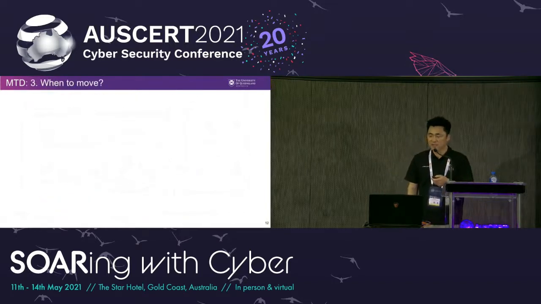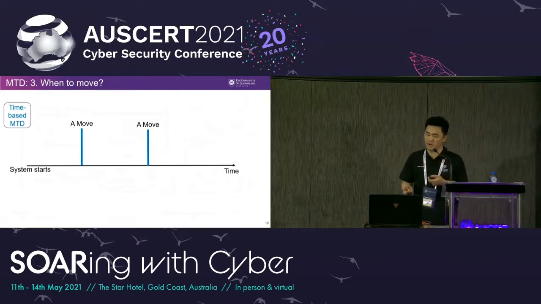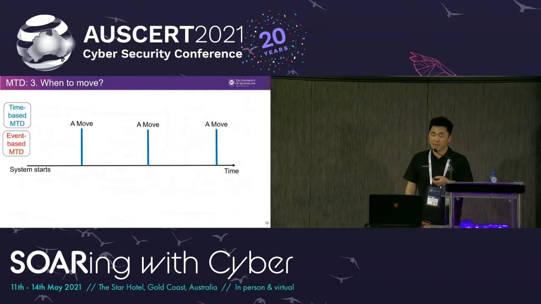And the last D is about when to move. So this can be done when the system starts, or time-based: every time interval, for example 300 seconds, it can change the IP address and a move can happen, right? Every other 300 seconds that elapse, then a move can happen, and another move. Or this can be done based on events, or maybe multiple events.